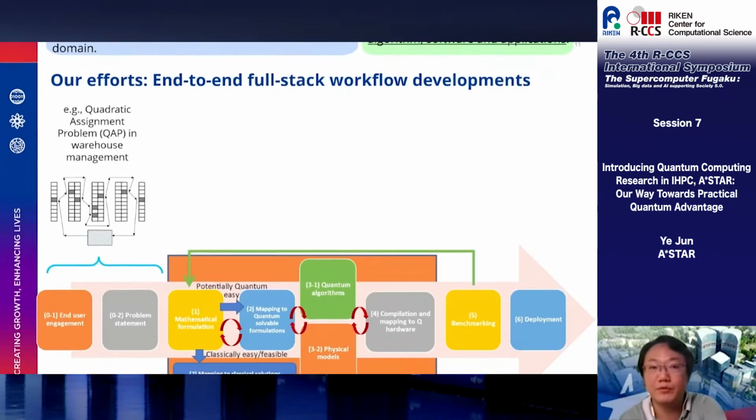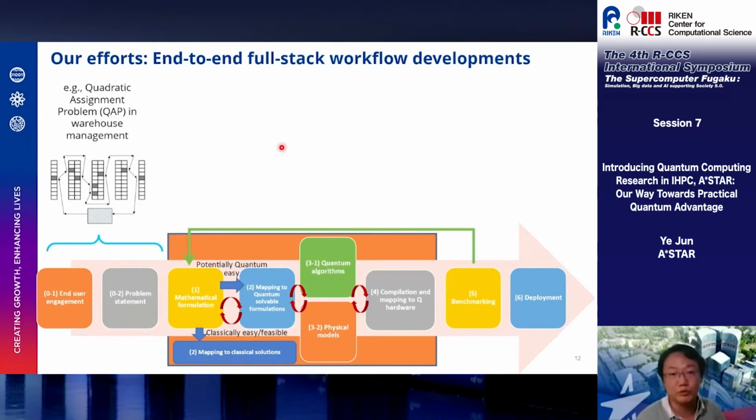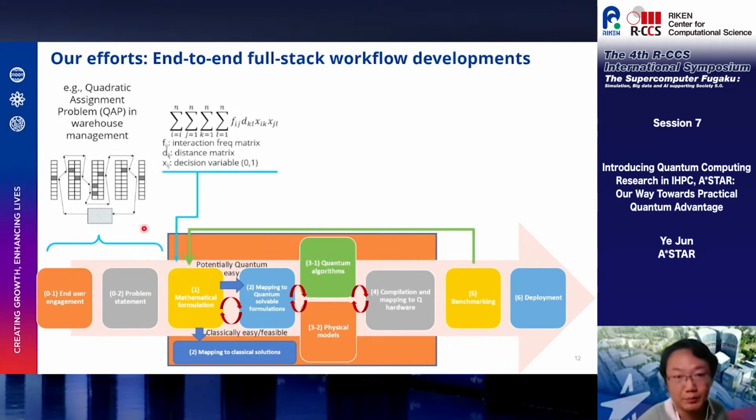Now, let me move to an example of how we would like to develop this end-to-end full-stack workflow. So we start with a certain type of problem. We always have to define the problem. For this one, I take this quadratic assignment problem in warehouse management as an example. So starting from the end user engagement, we understand the needs from the users, and then we formulate the problem together with them. And then we have to translate the problem, like this pictorial problem, into a certain mathematical form, like this cost function. Then how are we going to solve it on quantum computing?